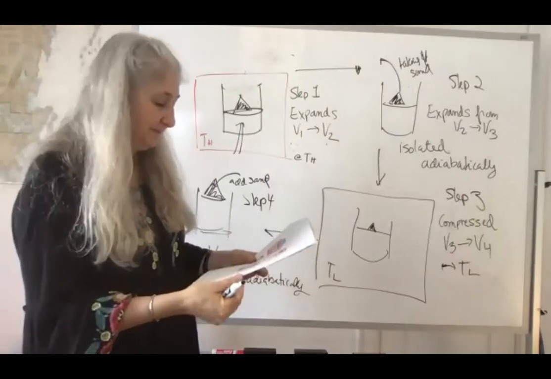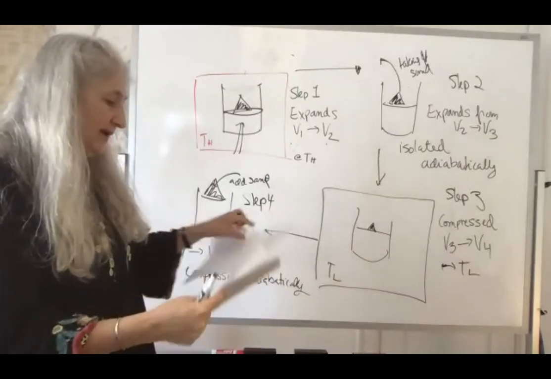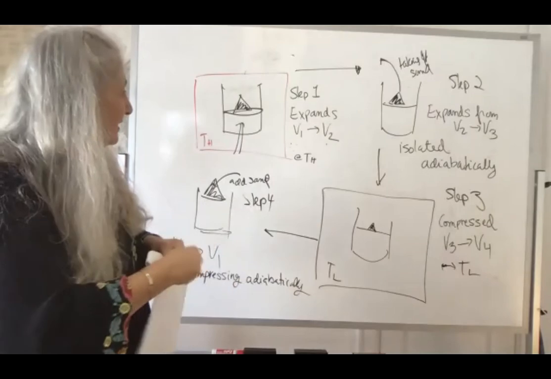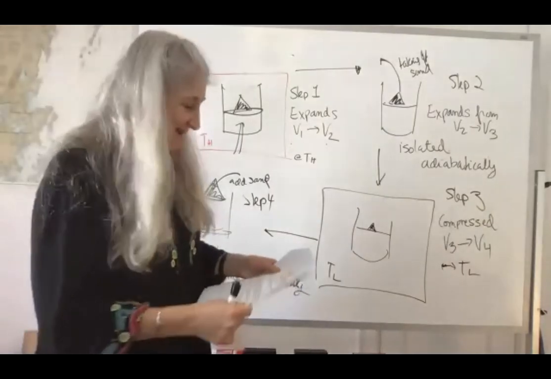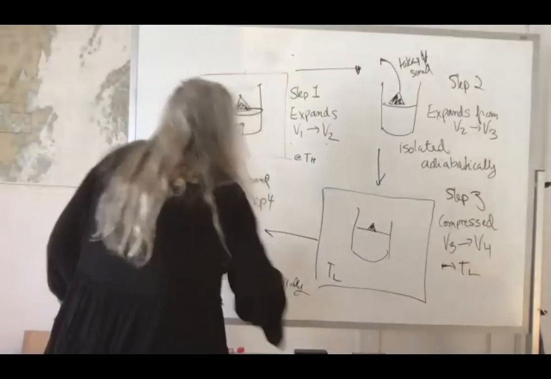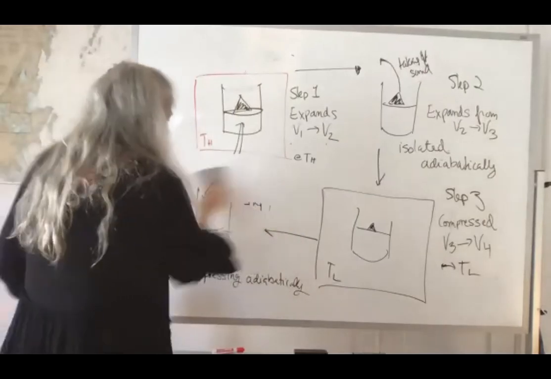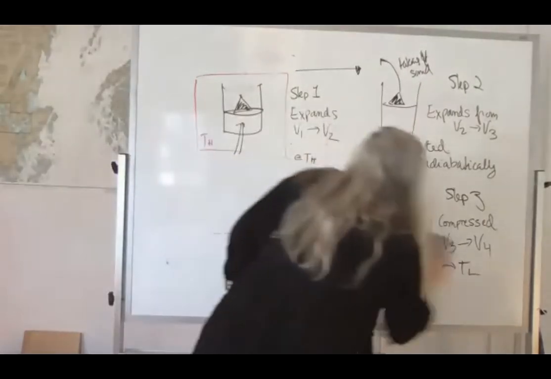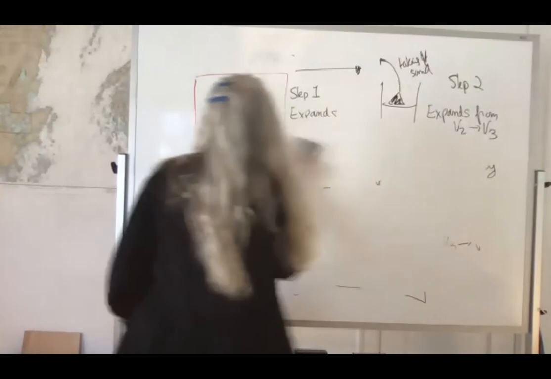And so we can now look at what they look like on the PV plot, actually. So what's this look like in the PV plot?